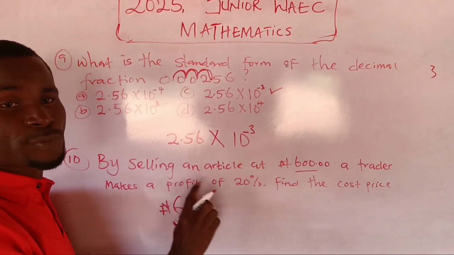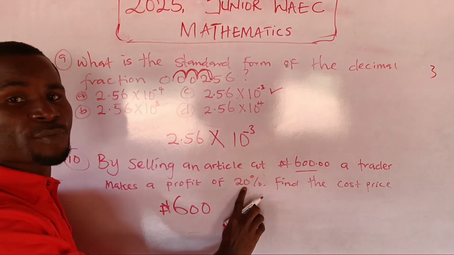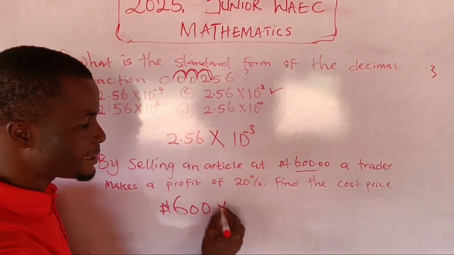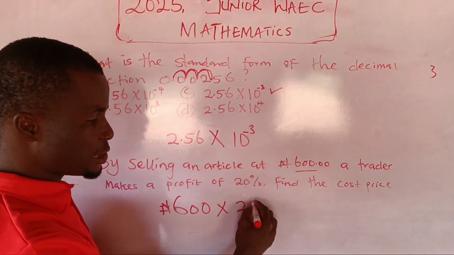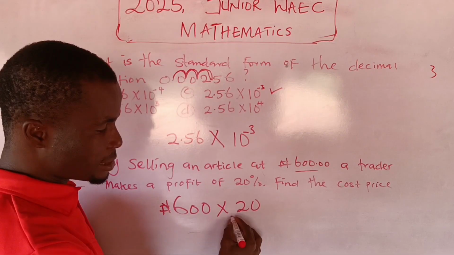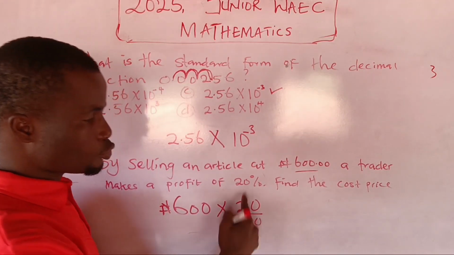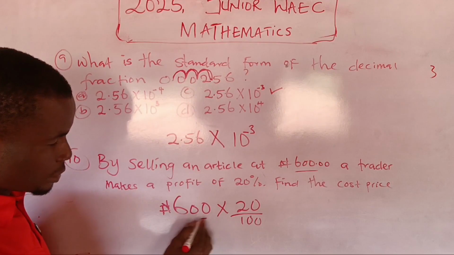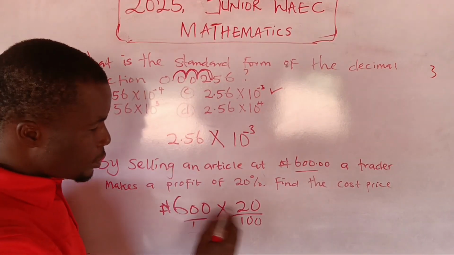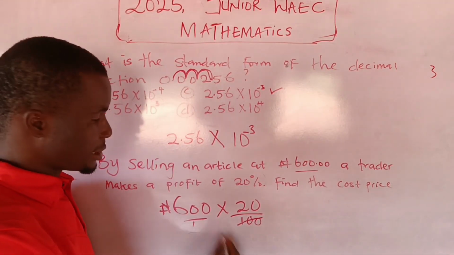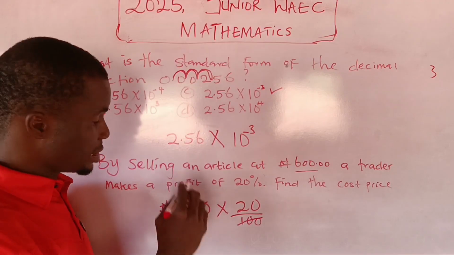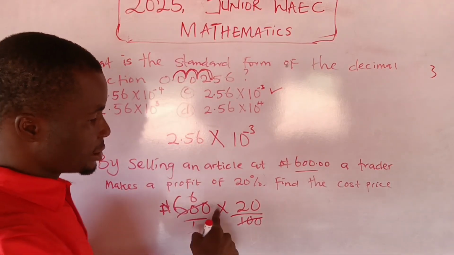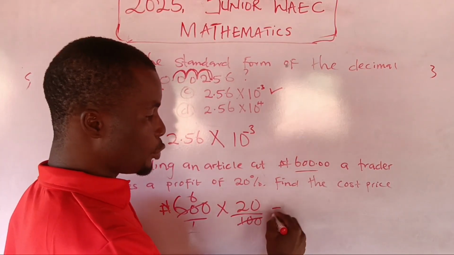So what is his profit? His profit is 20%. Then you multiply it by 20%. You can write it over 100. 20% means over 100. So now over 1 here. So how many 100s can I see in 600? I can see 6. Now 6 times 20 will give me what?